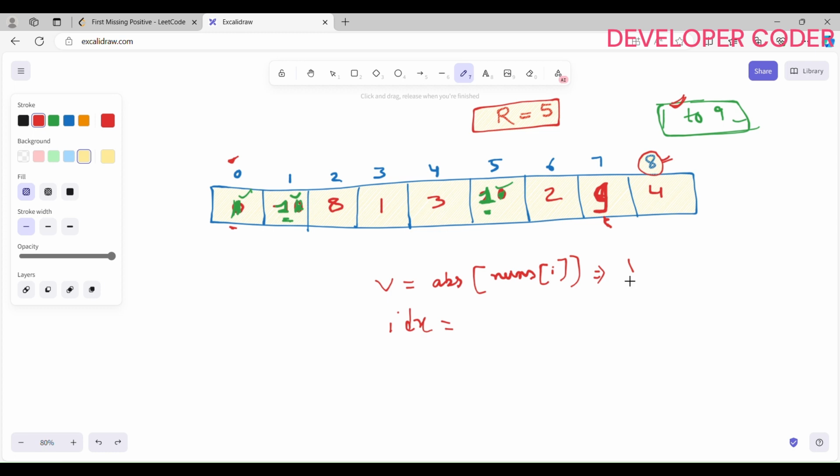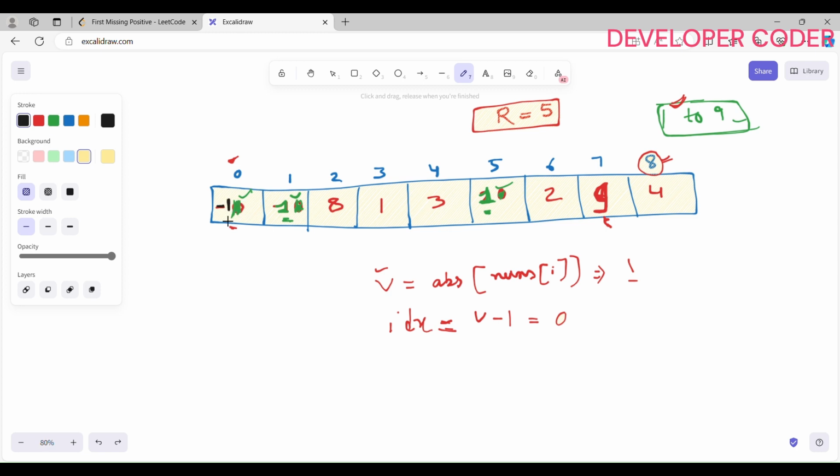Now for the index, I am going to subtract 1 from this value, that is v minus 1. Because if 9 is there, then it will become 8. Only in that case can I modify the index, right? Here I have already modified 0 to 1 as well, so I can do it like this. Index is equal to v minus 1, which is 0. This value is 1 right now, so I have to make this value minus 1. I am going to use a black pencil, and this value becomes minus 1.